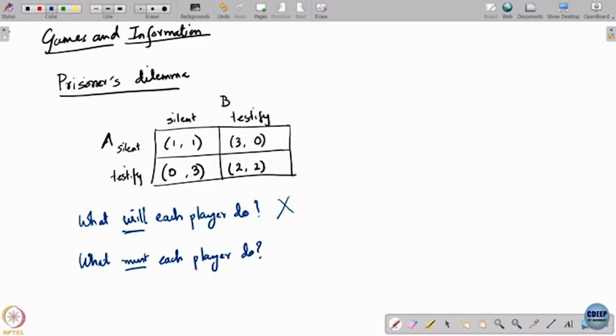We do not intend to predict, although game theory can be used to predict, but we do not intend to predict what is going to be the outcome of a game. We do not really know what each player would do. If I gave you two human prisoners, or two armies, or two companies, we are not in a position to say what each of them will do. We can only guess what each of them will do, right?